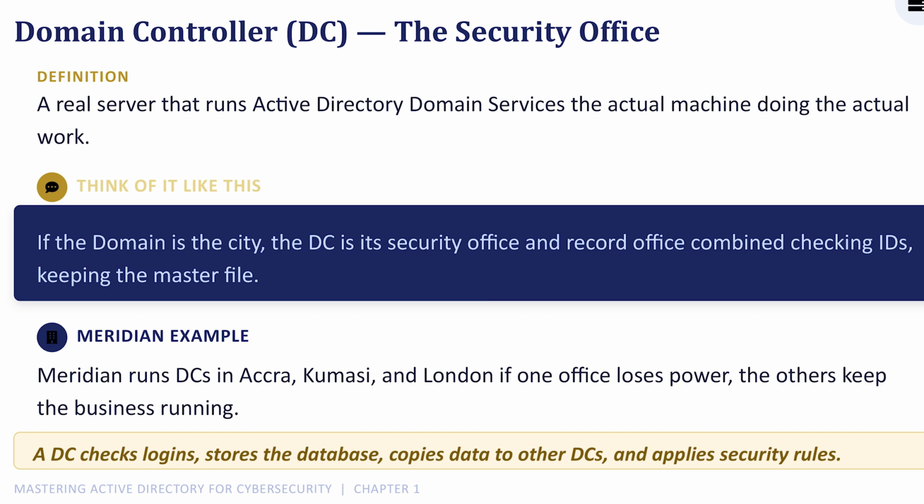Why have multiple? Because of resilience. Imagine one office loses power or one server fails. If there are other domain controllers available, the organization may continue operating. Domain controllers check logins. They store your Active Directory database. They copy data to another domain controller, apply security rules, and also handle login requests.